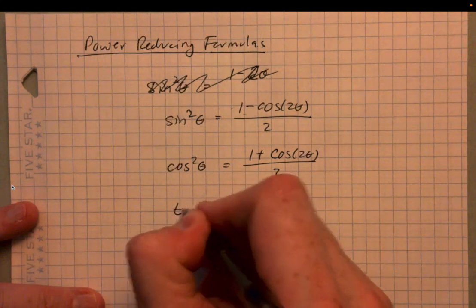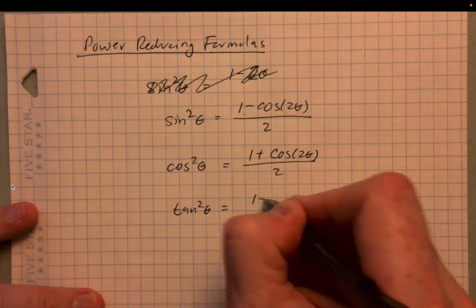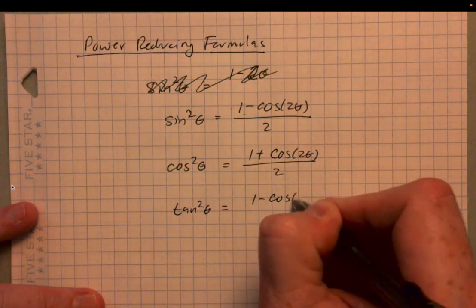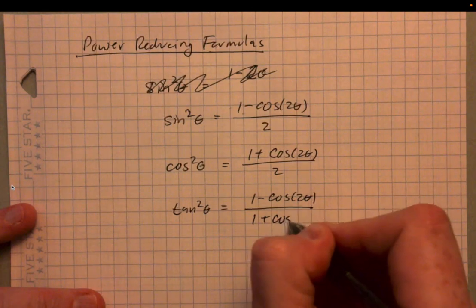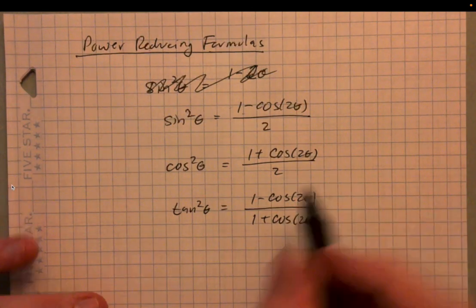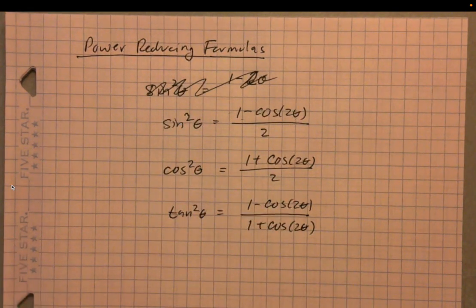And then for tangent, we get 1 minus cos 2 theta over 1 plus cos. Right? You can probably guess that this one comes from the ratio of these two. Okay, but these formulas all, as you probably have guessed, come from the double angle formulas.